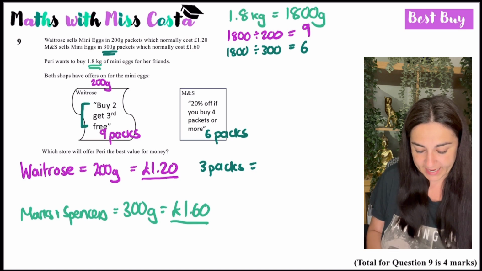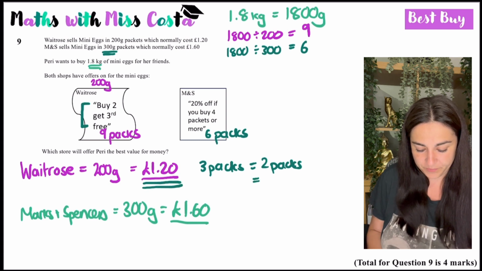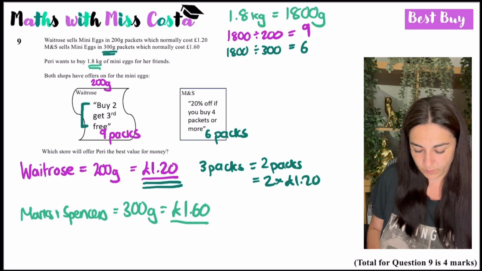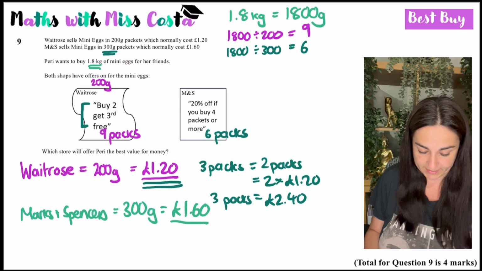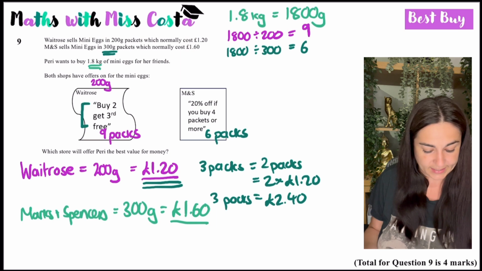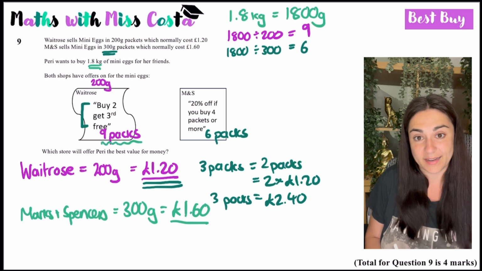So 3 packs actually costs the equivalent of 2 packs. So if 1 pack at normal price is £1.20, 2 packs is going to be 2 times £1.20, which is £2.40. So therefore, for every 3 packs she buys, she pays £2.40. And she needs 9 packs in total. So how many lots of 3 fit into 9?